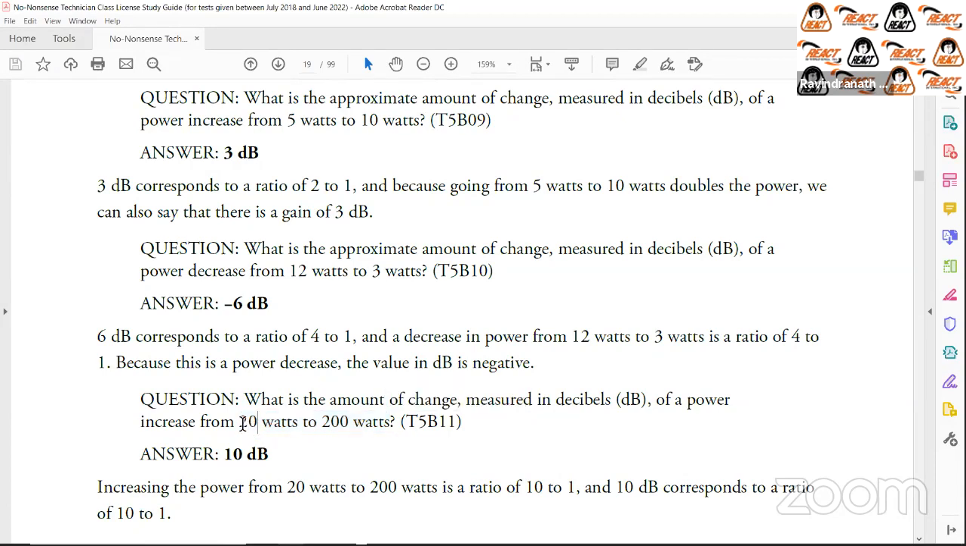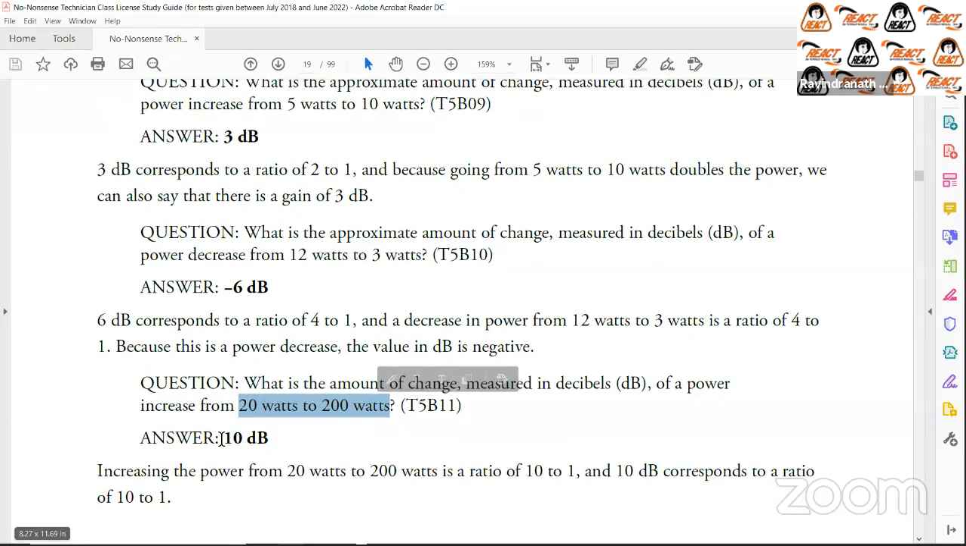Because it's a ratio of 10, we learned earlier that once it's a multiplier or a ratio of 10, 10 dB will be the answer. But is it positive or negative 10 dB? Well, they tell us it's an increase. Again, we just repeated it. You know it's going to be a positive value.